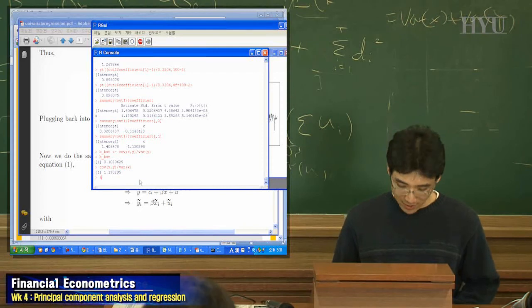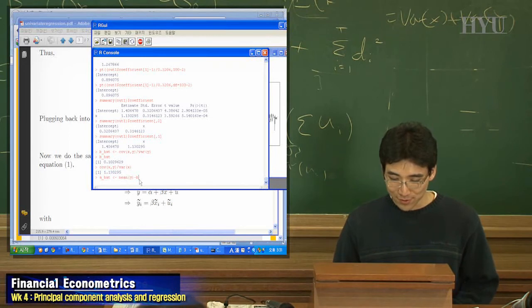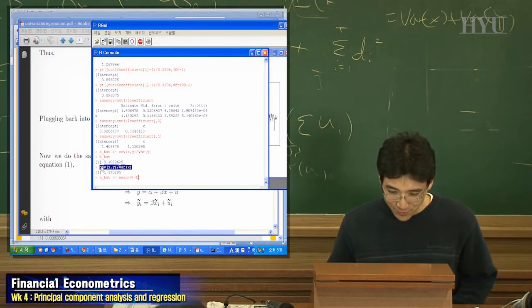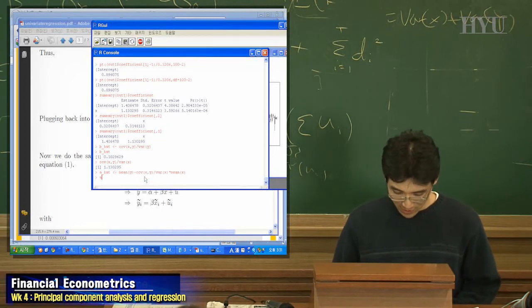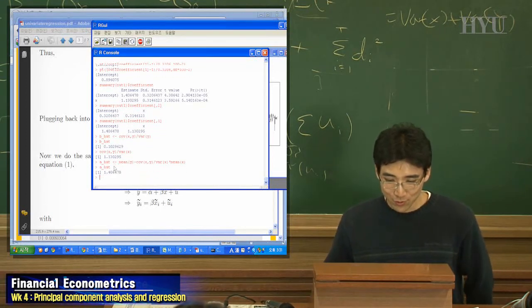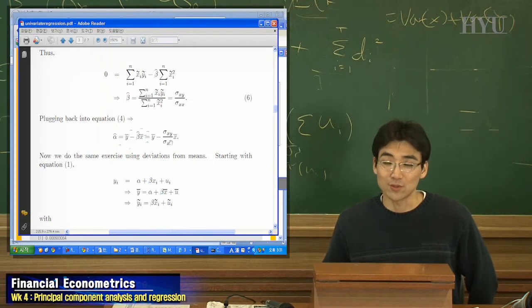And let's calculate alpha hat. A hat should be the mean of y minus b hat multiplied by the mean of x, right? If we calculate this, a hat is 1.40, which is exactly the same as this one. This is what I just did in this analysis.